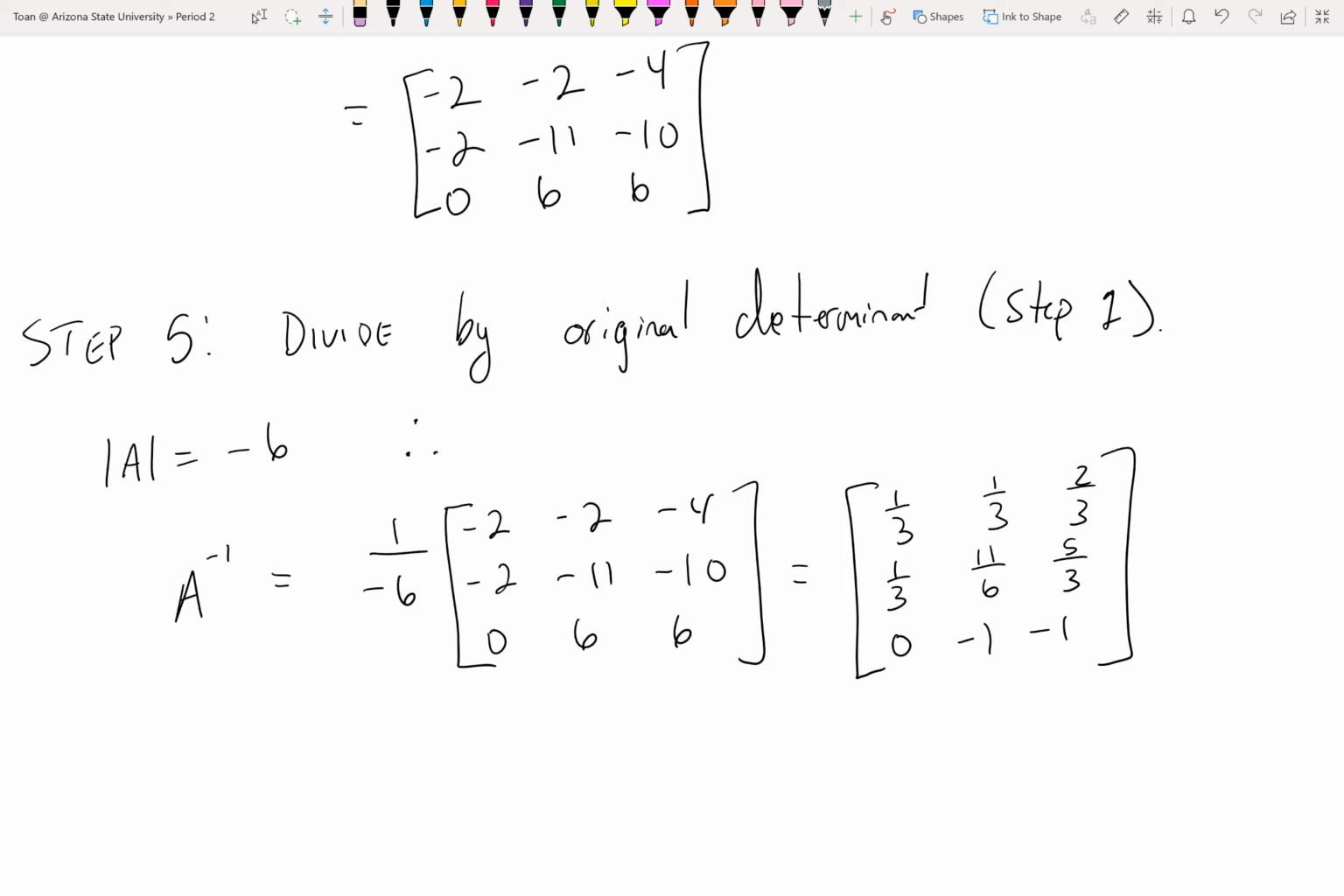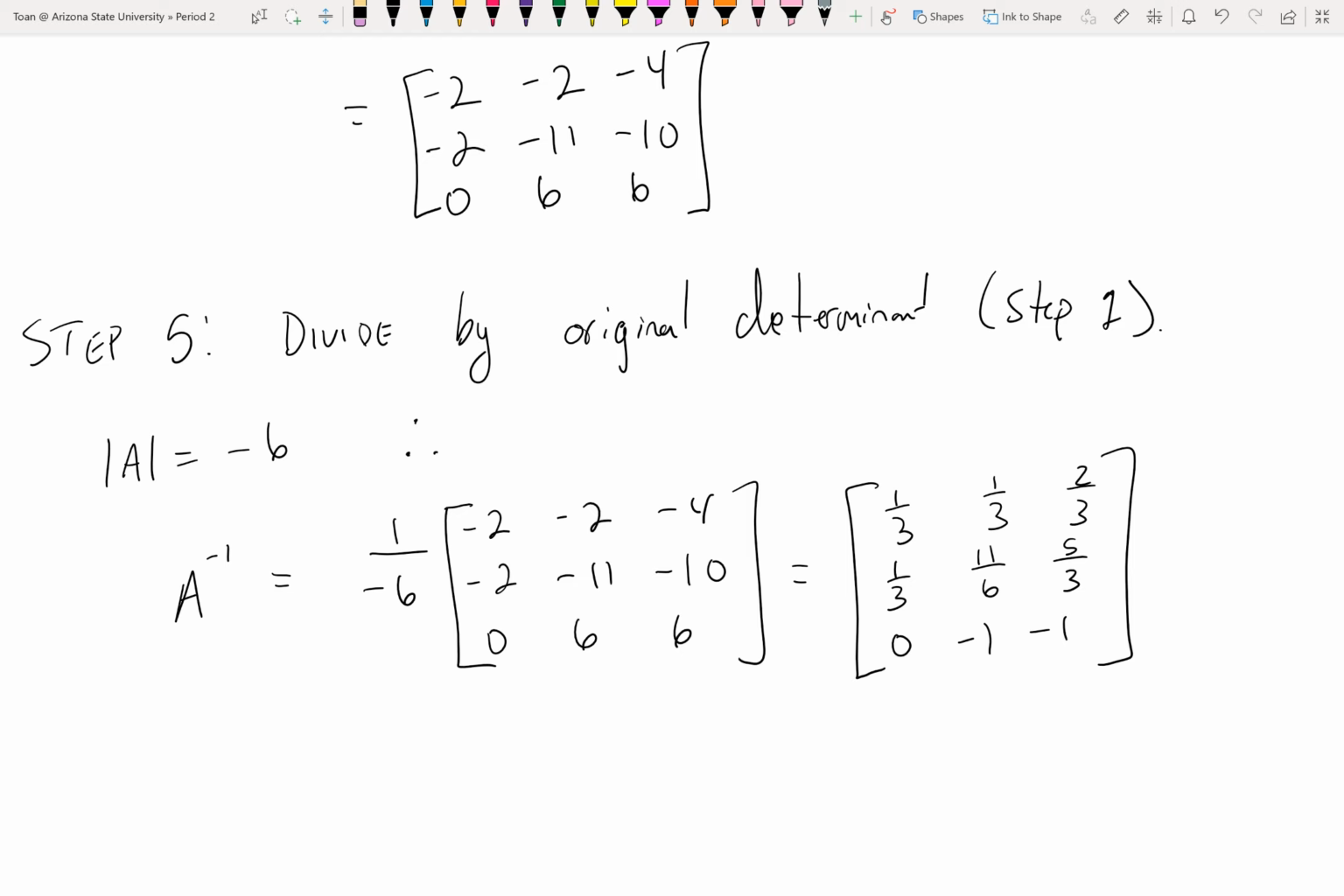Question? Why did the sign change? Oh, because I'm distributing a negative number. So a negative times a negative is a positive. So on and so forth.